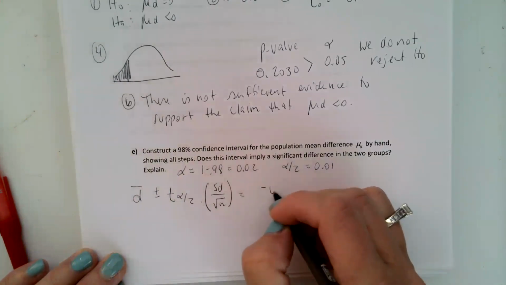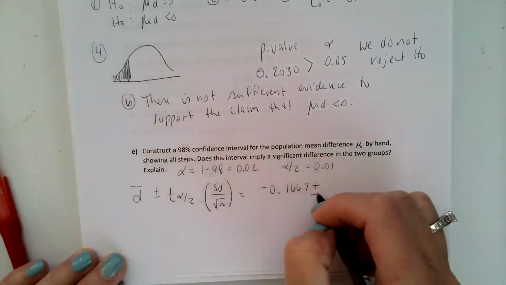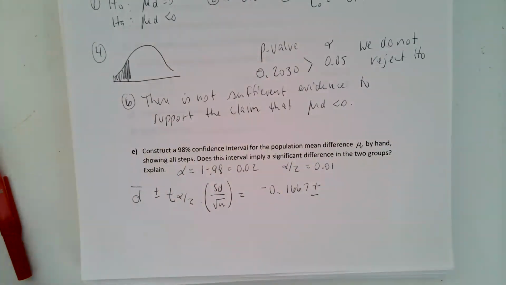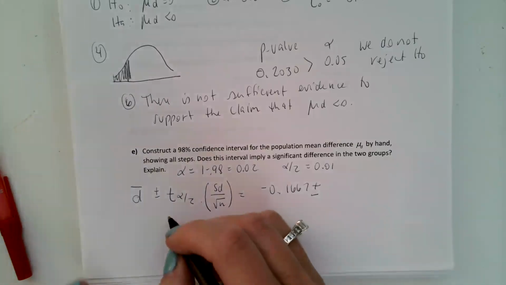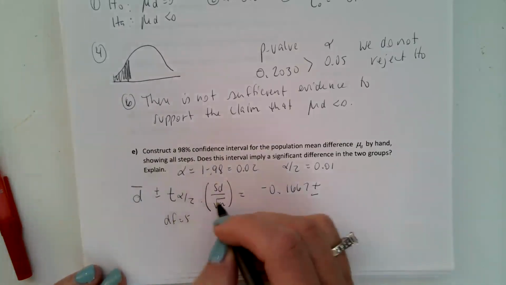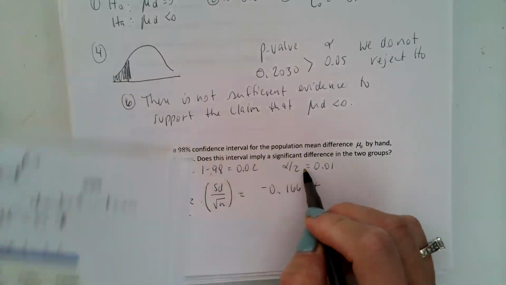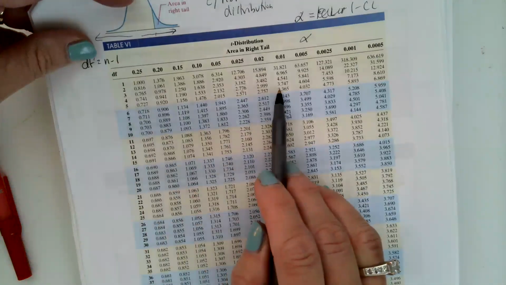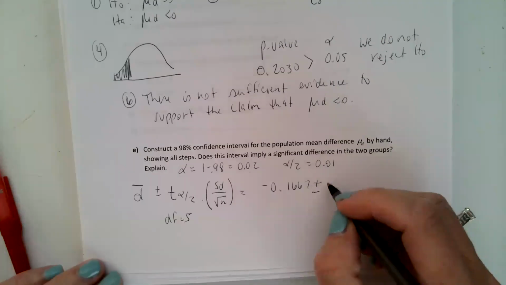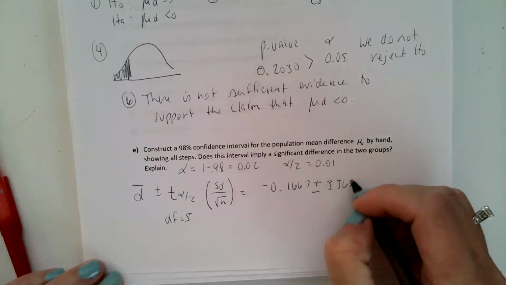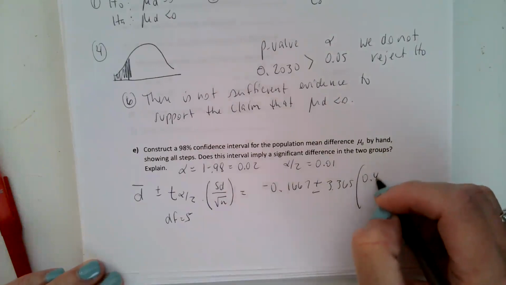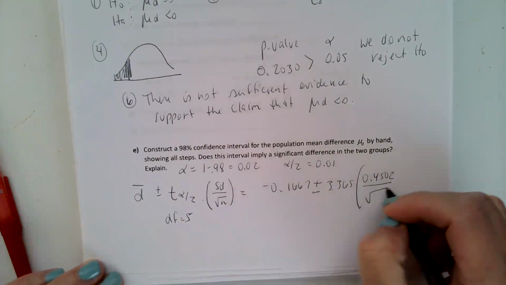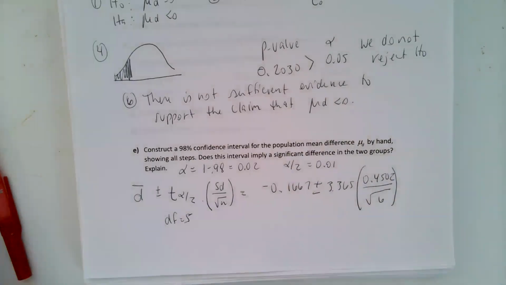So essentially we have negative 0.1667 plus or minus our critical T, right, is going to be degrees of freedom of 5 and alpha divided by 2, which is 0.01. So 0.01 and 5 is going to be 3.365. And then our standard deviation is 0.5402 divided by the square root of 6. And so we can put this into Desmos, and then we can also check with the program. So let's go ahead and do that.